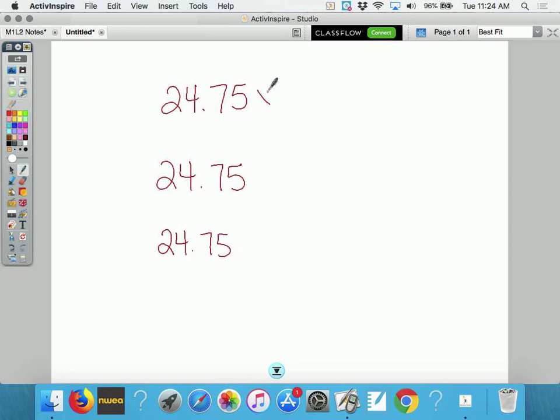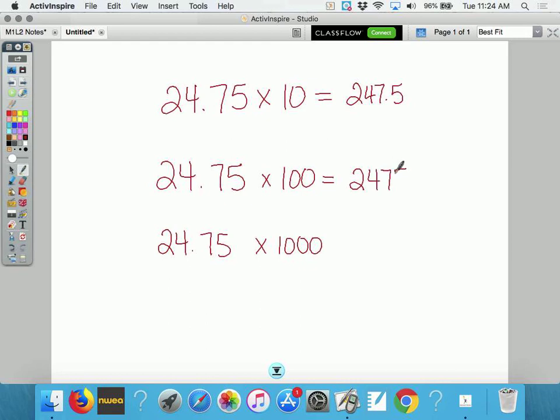24.75. And I'm going to take it times what? 100 and 1,000. Okay. So the answer to this one right here is going to be 247.5. The answer to this one is going to be 2,475. The answer to this one is going to be 24,750. Now, I did that really fast because I know how to use a decimal trick.